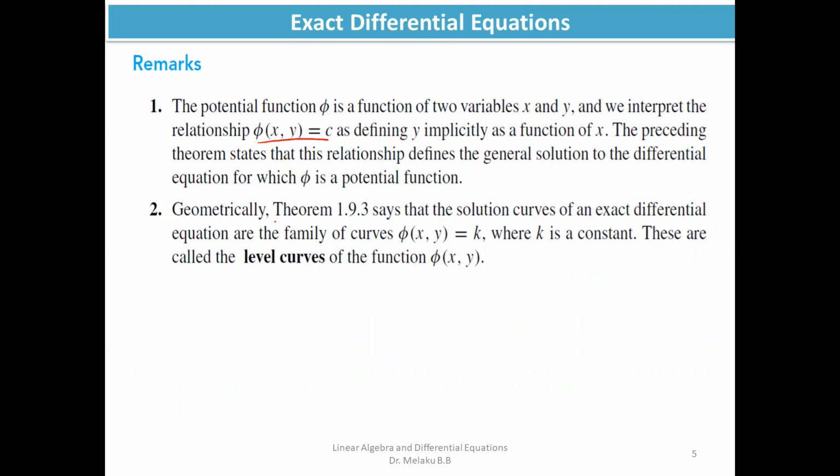And of course, geometrically, this phi of x, y, which is equal to a certain constant k, is simply called the level curves, because when k varies, it forms different curves with different levels. That's why it is called level curves in mathematics. Phi of x, y equal to k, where k is a constant, where k could be 0, 1, 2, 3, and so on. This forms the level curves.